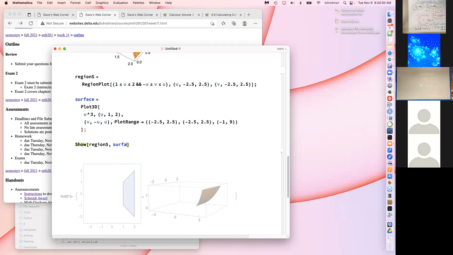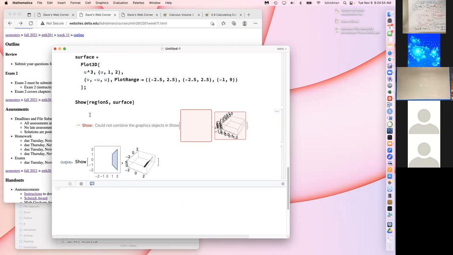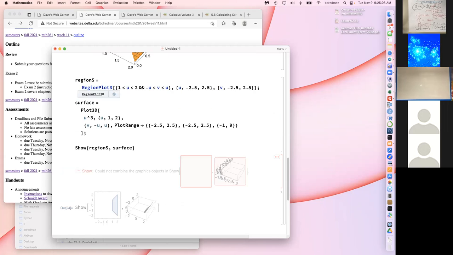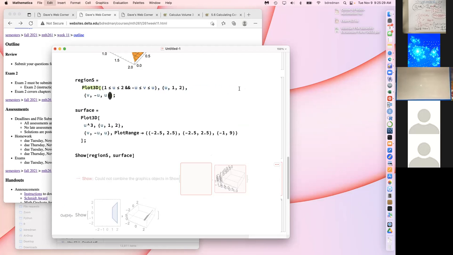And surface. I don't think this is going to work, because it doesn't quite know what to do with region S. So I'm going to have to define region S as a Plot3D, I expect. Let's try that and see if that works. So there, Plot3D, let's try this. Plot3D zero, with these limits. Okay, so I'm modifying this too much here, but I'll show you what I'm going to get in a second. So now let's try this, call this new region S. Let me see if this executes.